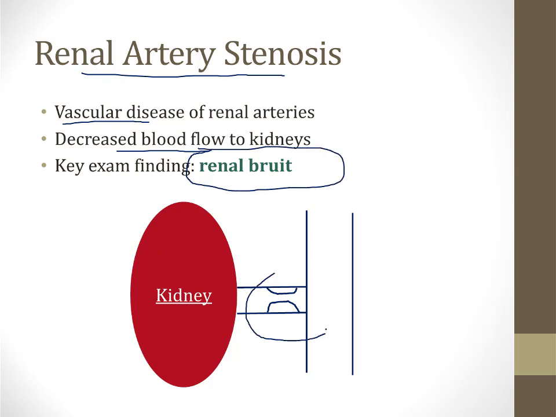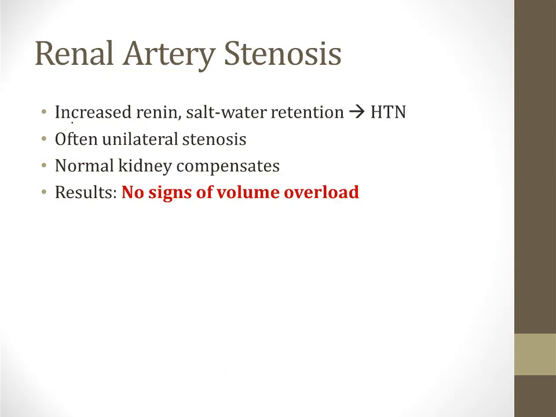If you have narrowing of the renal artery, as I've shown in this picture here, that will create a bruit that you can hear when you place your stethoscope over the abdomen of the patient on the side where the kidney is affected. As I said before, when there's decreased blood flow to a kidney because of stenosis, that kidney will increase the amount of renin release. That will activate the renin-angiotensin system and lead to salt and water retention, and that causes secondary hypertension.